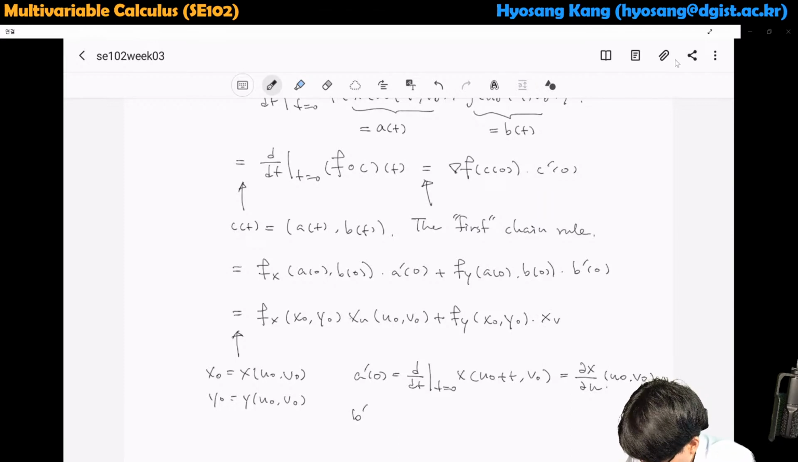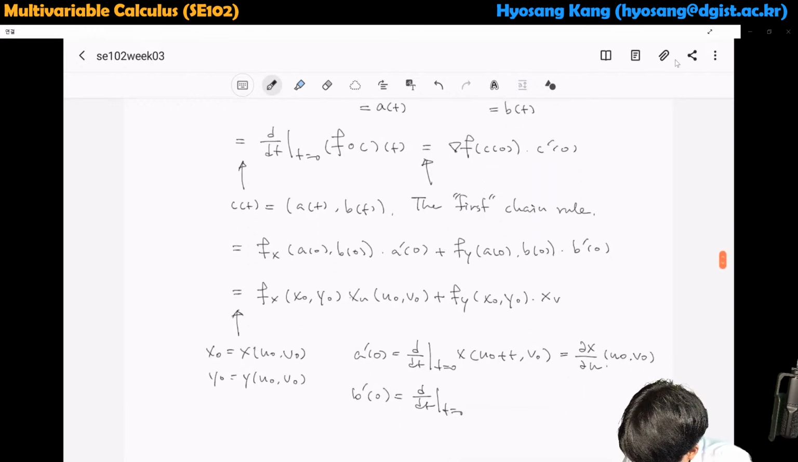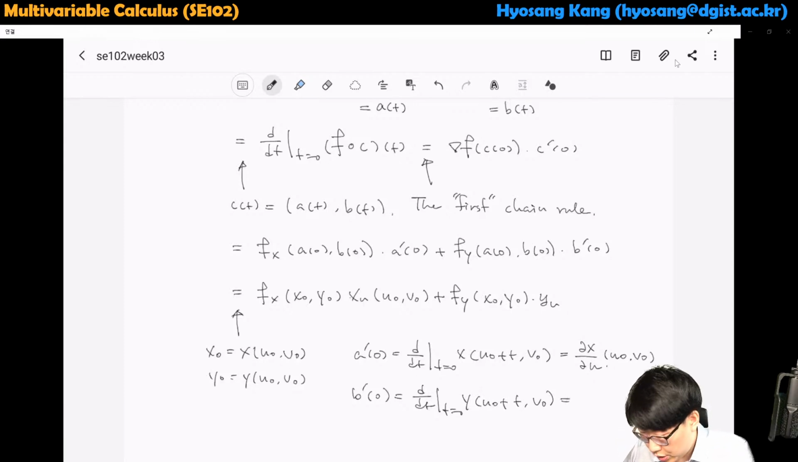So here we have b prime 0, which is d/dt at t equals 0 of, is it y? Oh, right, sorry, that's not x, so this is y_u. So y of (u0 + t, v0). So you only change the direction of u in the function y, and you get the partial derivative of y in terms of u at u0 and y0. Okay.